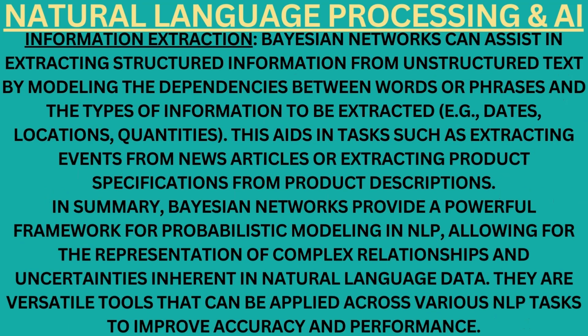Information extraction. Bayesian networks can assist in extracting structured information from unstructured text by modeling the dependencies between words or phrases and the types of information to be extracted, that is, dates, locations, quantities. This aids in tasks such as extracting events from news articles or extracting product specifications from product descriptions.